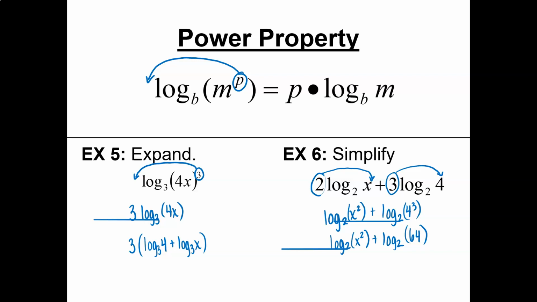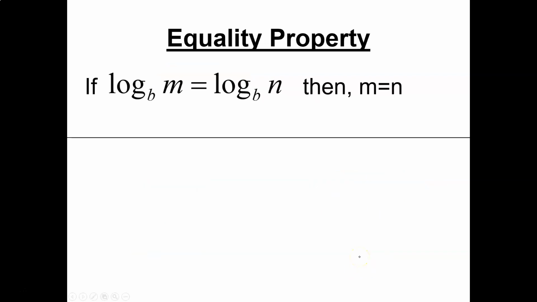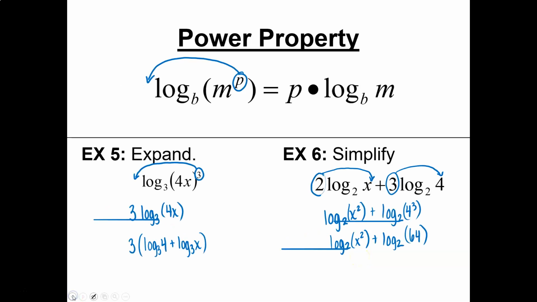And then my last step here, because I'm adding these together, I can combine those logs using multiplication. That'll be log base 2 of, I'm going to write it 64x squared. It's just more standard for us to put the number first. You can write x squared times 64, but it doesn't look very standard there. Okay, questions?